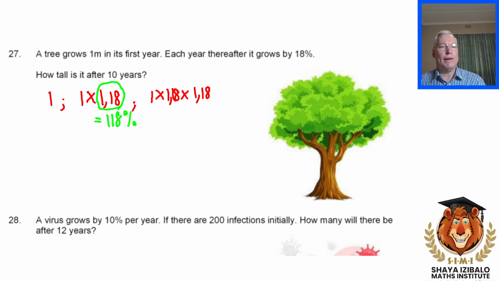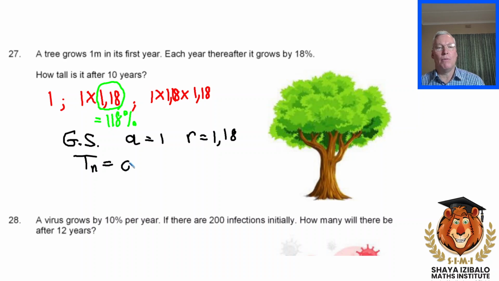Well, this is definitely a geometric sequence. We know A is 1, and we know that R is 1,18. That's what we're multiplying by to get from one term to the next. How tall is it after 10 years? Well, we want the 10th term, remembering our formula: A R to the n minus 1.